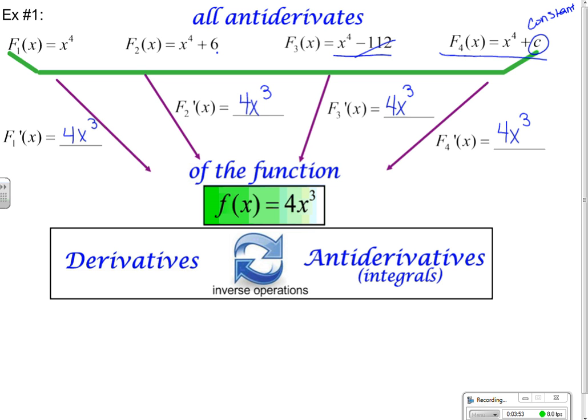Now, is that not strange? I have 4 different functions, but their derivative all is the same. Each derivative came out to be 4x cubed. And that's what we're going to talk about. This antiderivative is like a general solution for many precise equations. So that's going to come into play here.